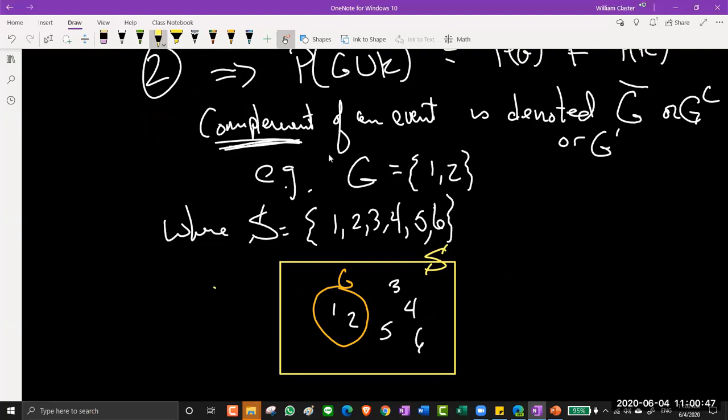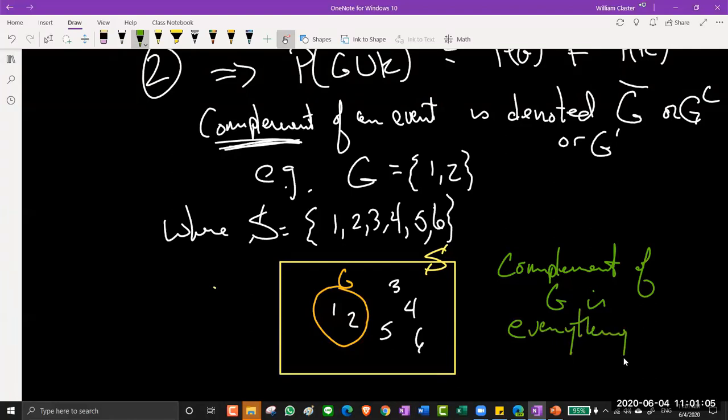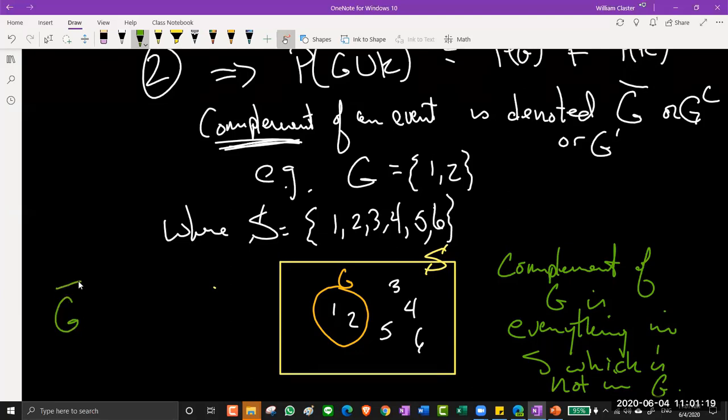Now the complement of G is everything in S which is not in G. Let's use this symbol, G complement. So what is the complement? 3, 4, 5, 6.